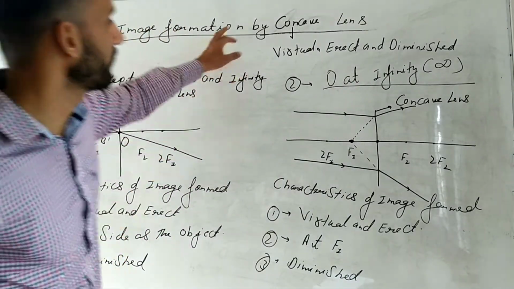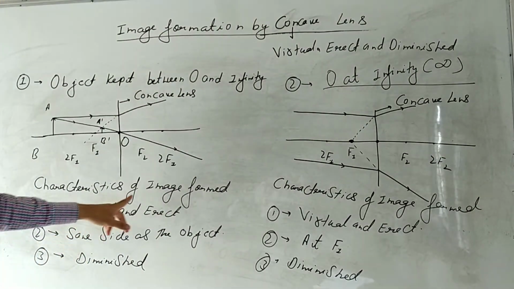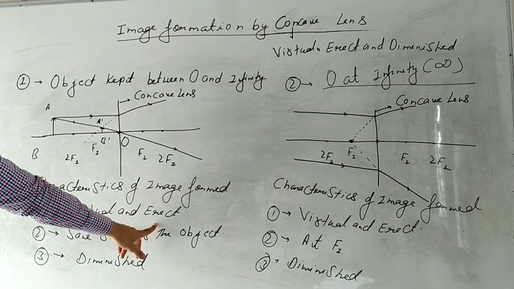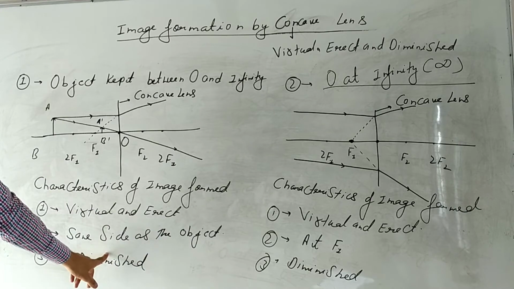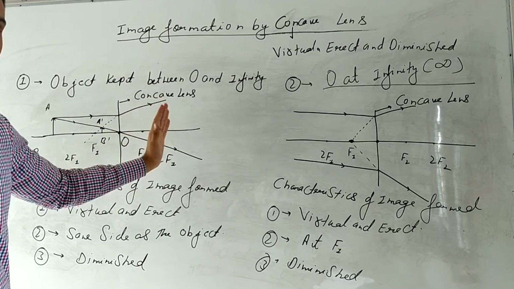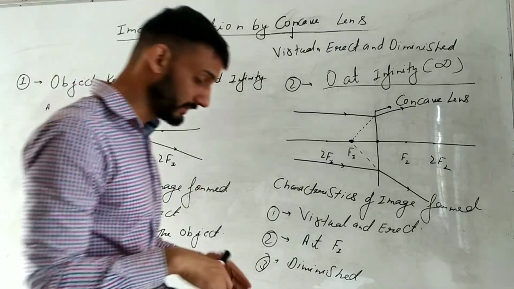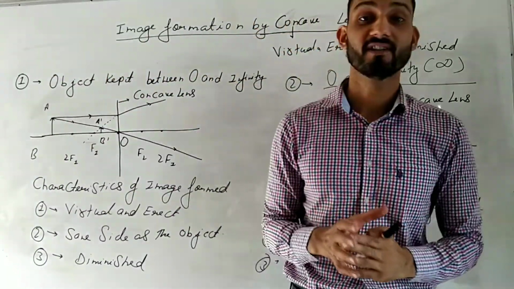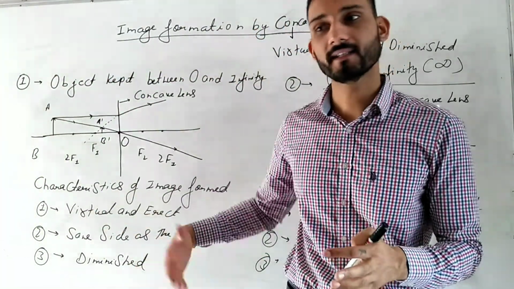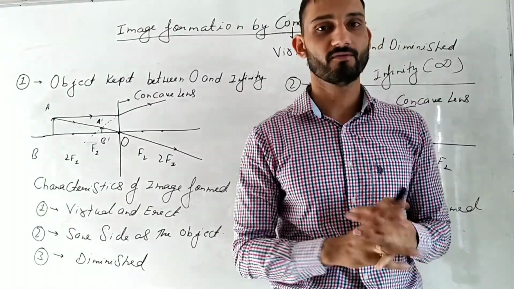Remember, concave always forms virtual, erect and diminished. And remember one thing, virtual and erect image always forms on the same side as the object, and real and inverted are always formed on the other side of the lens, that is towards right. Why I'm mentioning all these things to you? Because in the next class when we will discuss sign convention for numerical purposes, all these things you could relate there. So this is very important for you guys to understand it.